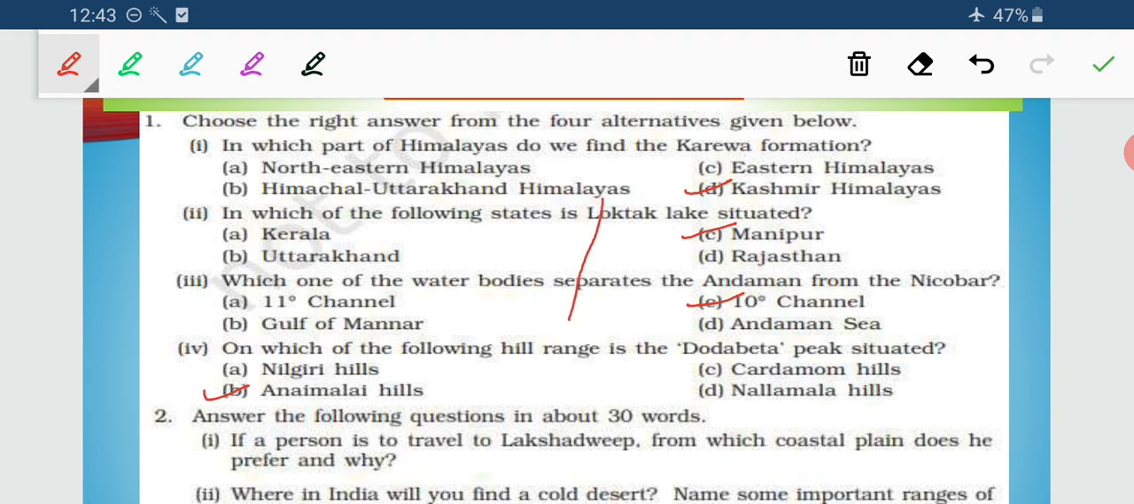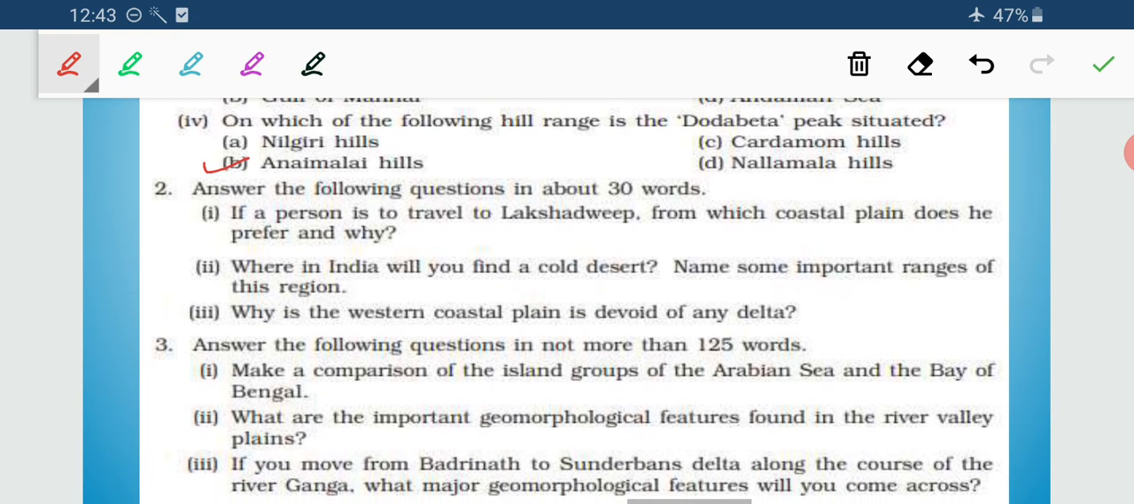Now next comes the 30-word questions. If a person is to travel to Lakshadweep, which coastal plain would they prefer and why? The coastal plain is the western coastal plain, because it is very close to the Malabar coast of Kerala. Lakshadweep can be easily reached from the western coastal plain because the Malabar coast of Kerala is very close to Lakshadweep. This is the answer to the first question.